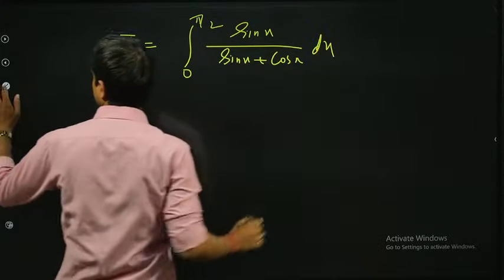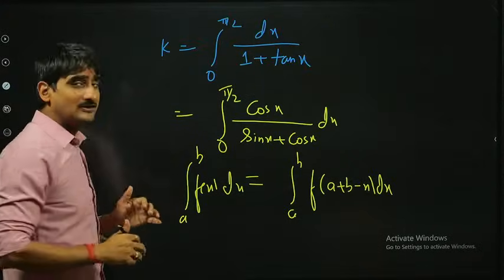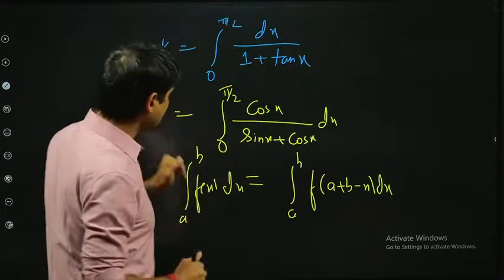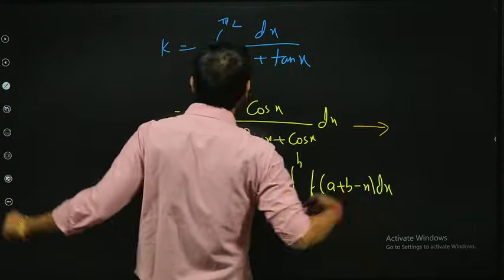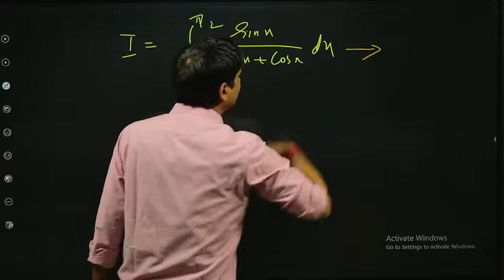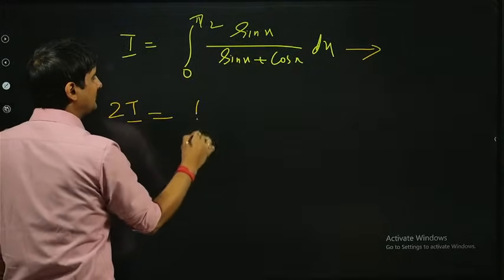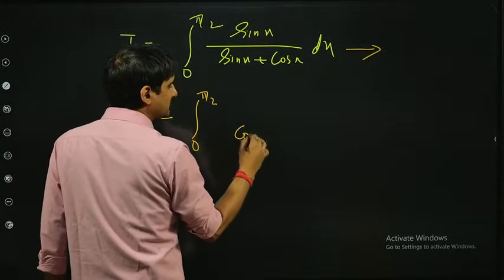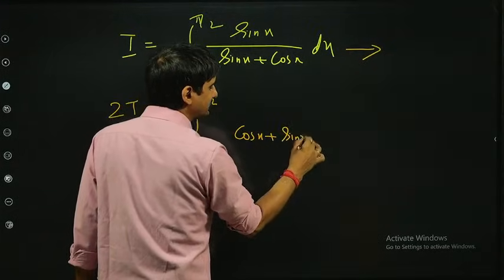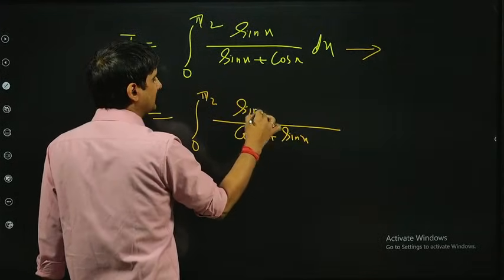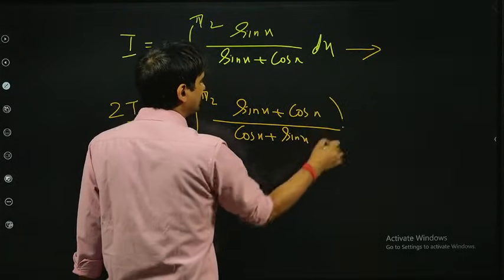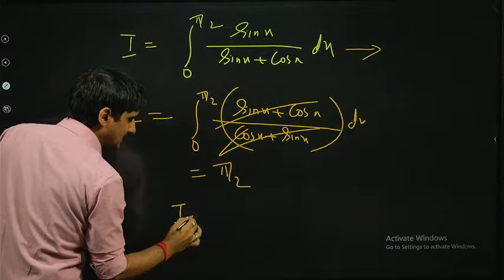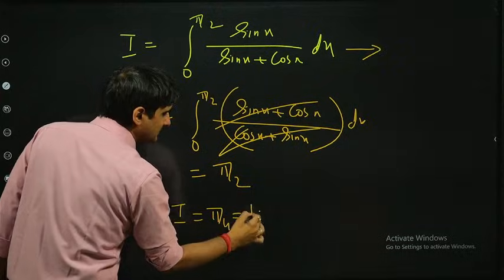So now adding it, that's what I always say. When you are using the King property, most of the times you should know that we are going to add the integral which we have and the integral which we get after applying the property. So 2I, and once you integrate, since we have the same denominator in both of them, that remains the same. We don't have to take any LCM here, and the numerators get added directly. So this one is pi by 2. Hence I is pi by 4, which is actually k here.